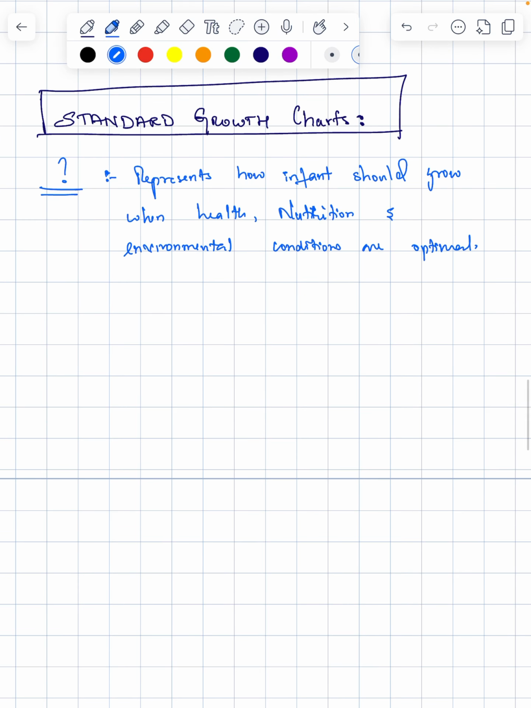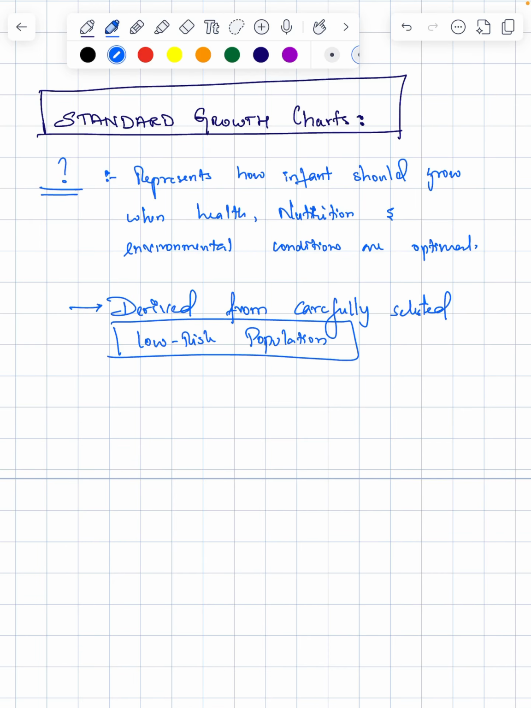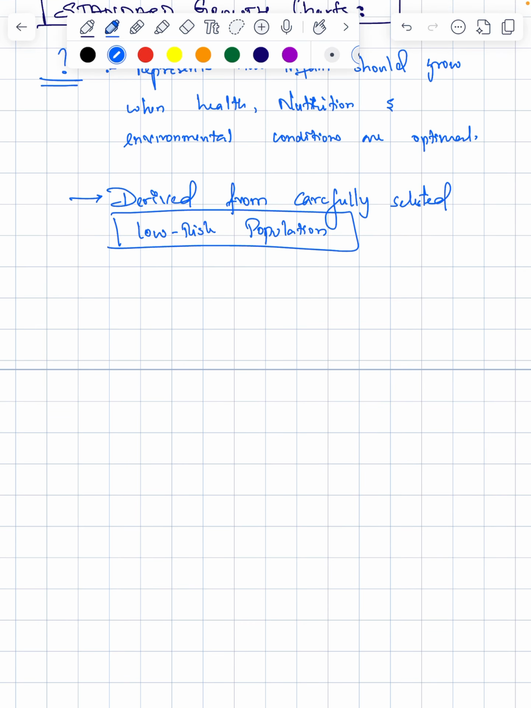It is derived from a carefully selected low-risk population. While your reference chart includes both uncomplicated and high-risk pregnancies, your standard growth chart has only a low-risk population. So it is derived from a carefully selected low-risk population, right? Yes. So this standard growth chart is universal and independent of region and ancestry.